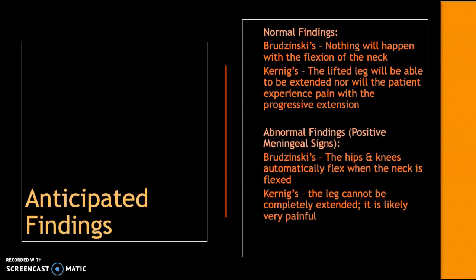So abnormal findings, or positive Brzezinski's and positive Koenig's signs, were demonstrated in the video. The hips and knees for Brzezinski's automatically flexed when the neck was flexed, and for Koenig's, the leg could not be completely extended and it was painful.